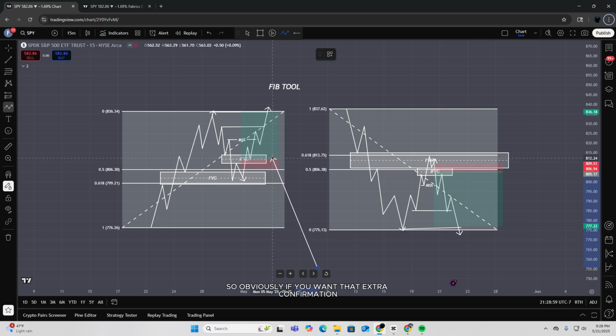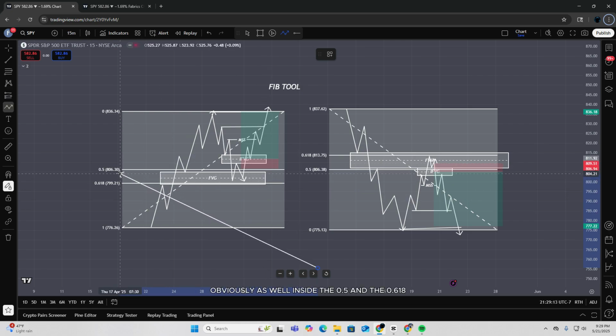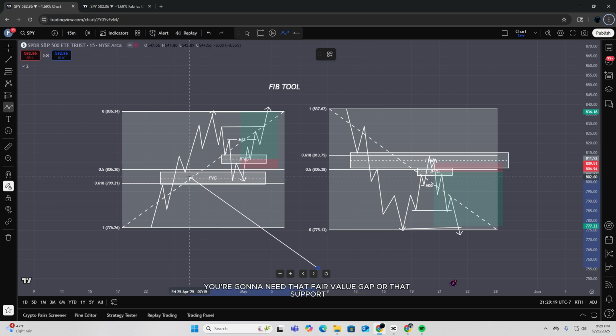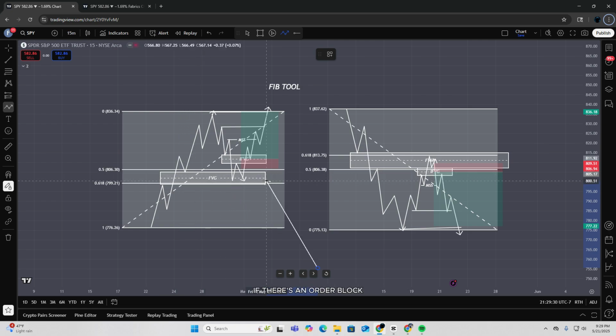So obviously, if you want that extra confirmation, you're going to want to wait for these other confluences or other concepts to appear and actually tell you that we're moving that way, right? Obviously, as well, inside the 0.5 and the 0.618, this zone right here, you're going to need that fair value gap or that support, right? We also use order blocks. If there's an order block, then I'll trade that too, right?